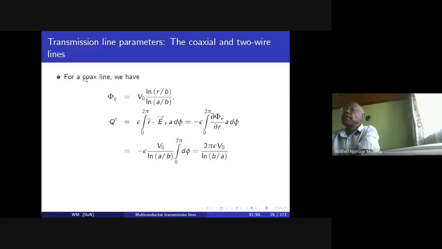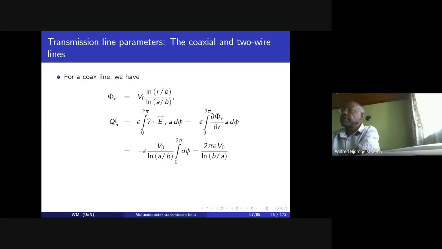So for a coaxial line, we have that the potential phi of rho is given by the potential difference V naught between the inner and outer conductors, and it varies with the distance, that is the distance from the axis of the line, as the natural log of R by B over natural log of A by B.